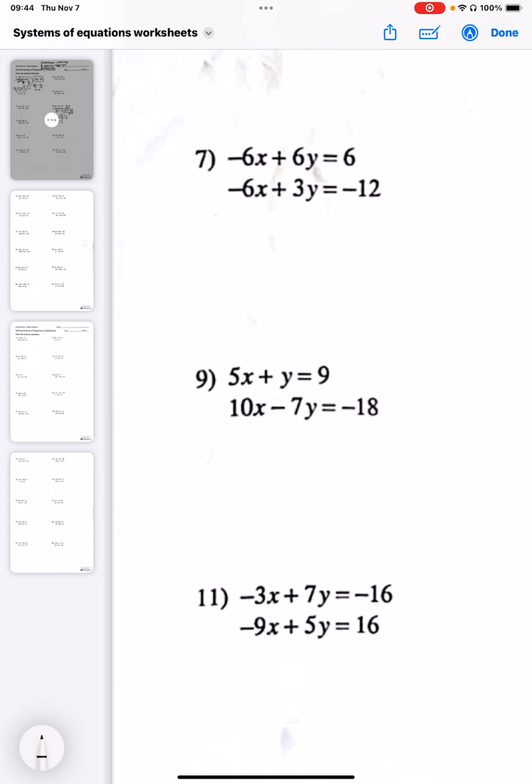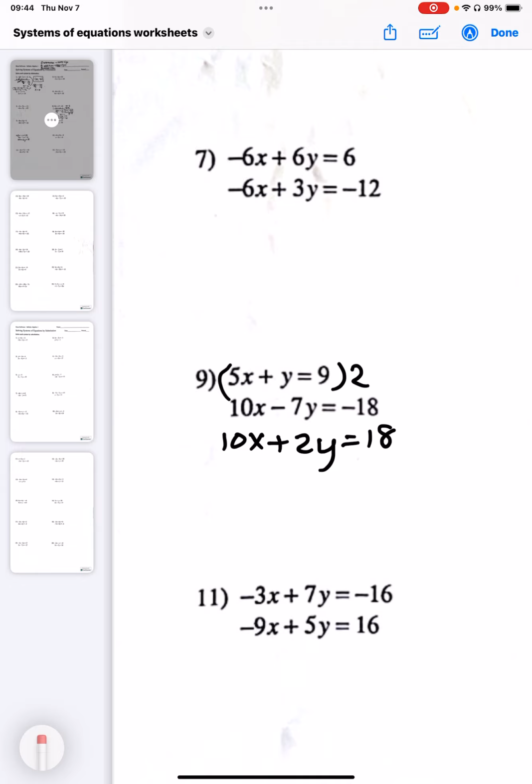So what we're going to have to do is multiply first. I'm going to multiply this top equation all by 2, and we're going to get 10x plus 2y is equal to 18. So we have 10x minus 7y equal to negative 18, and 10x plus 2y is equal to 18 from this top equation.